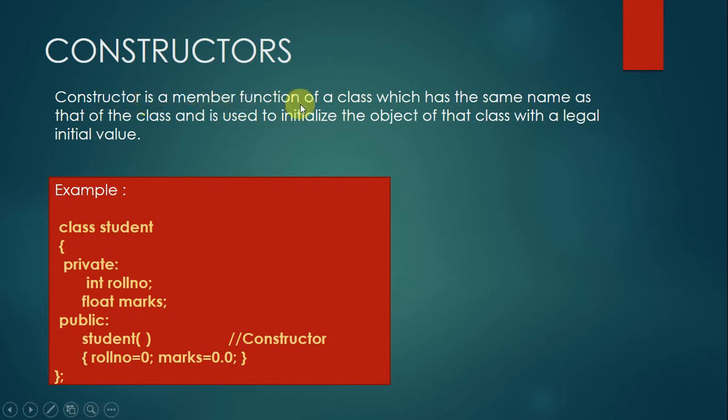This is what we are saying: a constructor is a member function of a class. You can see here, this is a member function because it is followed by a set of parentheses. It has the same name as that of the class. Student here has the same name as that of the class, and we are assigning initial values to the data members using this constructor. We are assigning 0 to roll number and 0 to the data member marks. So this is a constructor of the class student.